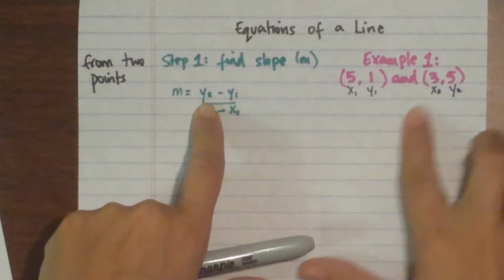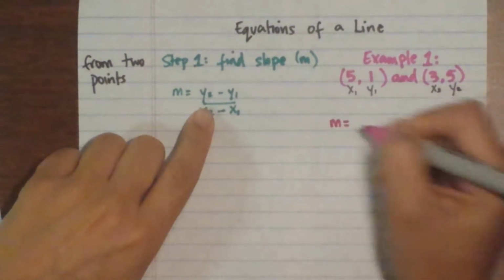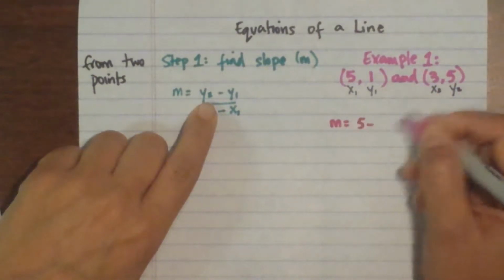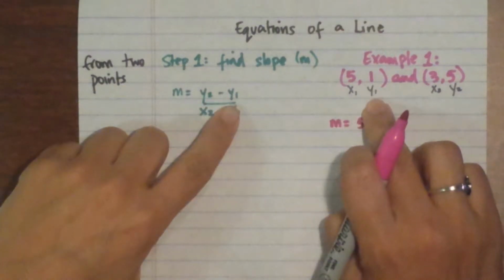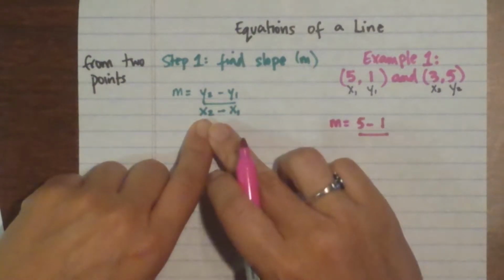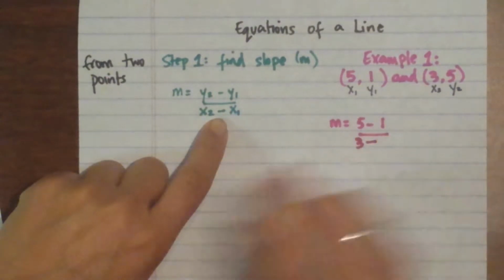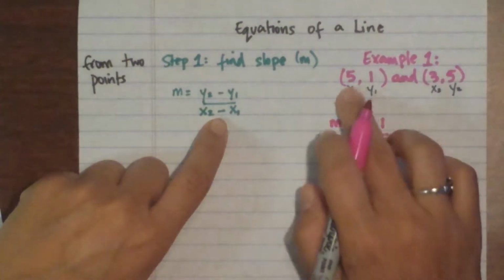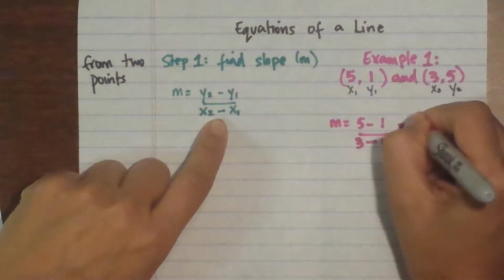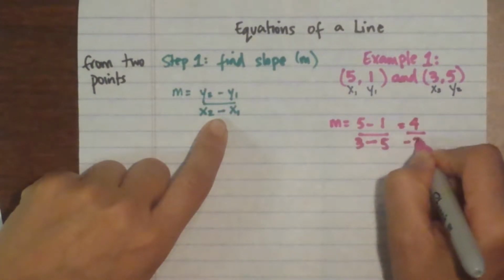So where I see y2, I'm going to put in the number there instead. So m equals y2, which is 5, minus y1. What's y1? 1. Over, what's x2? 3 minus, what's x1? 5. Okay, then of course work it out. 5 minus 1 is 4. 3 minus 5 is negative 2.